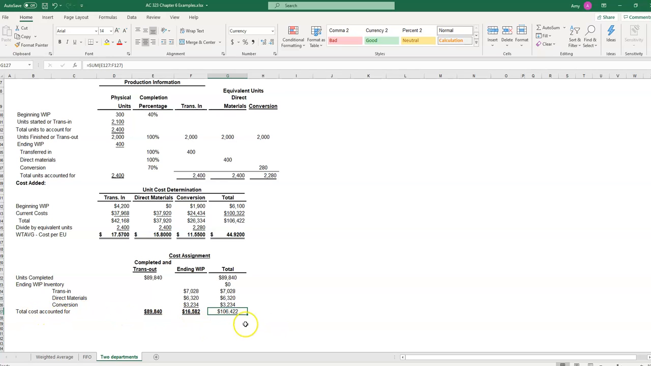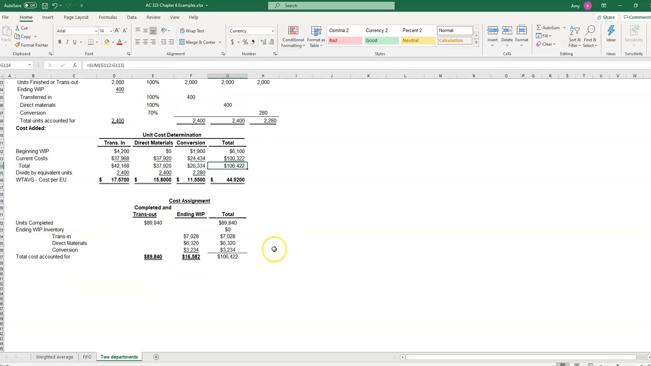Remember, our costs should match. So our total costs accounted for, $106,422, should match what our total costs were in the above part.